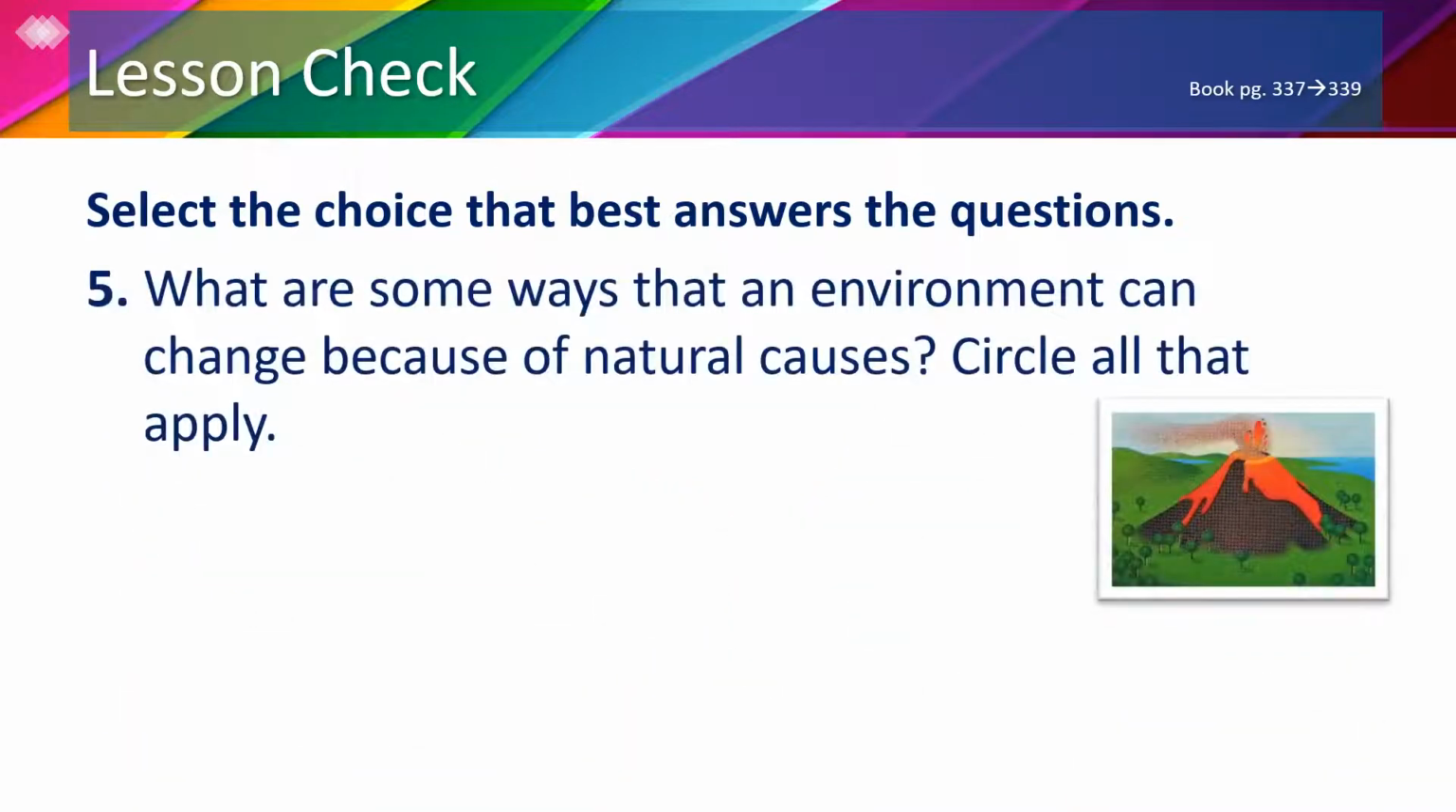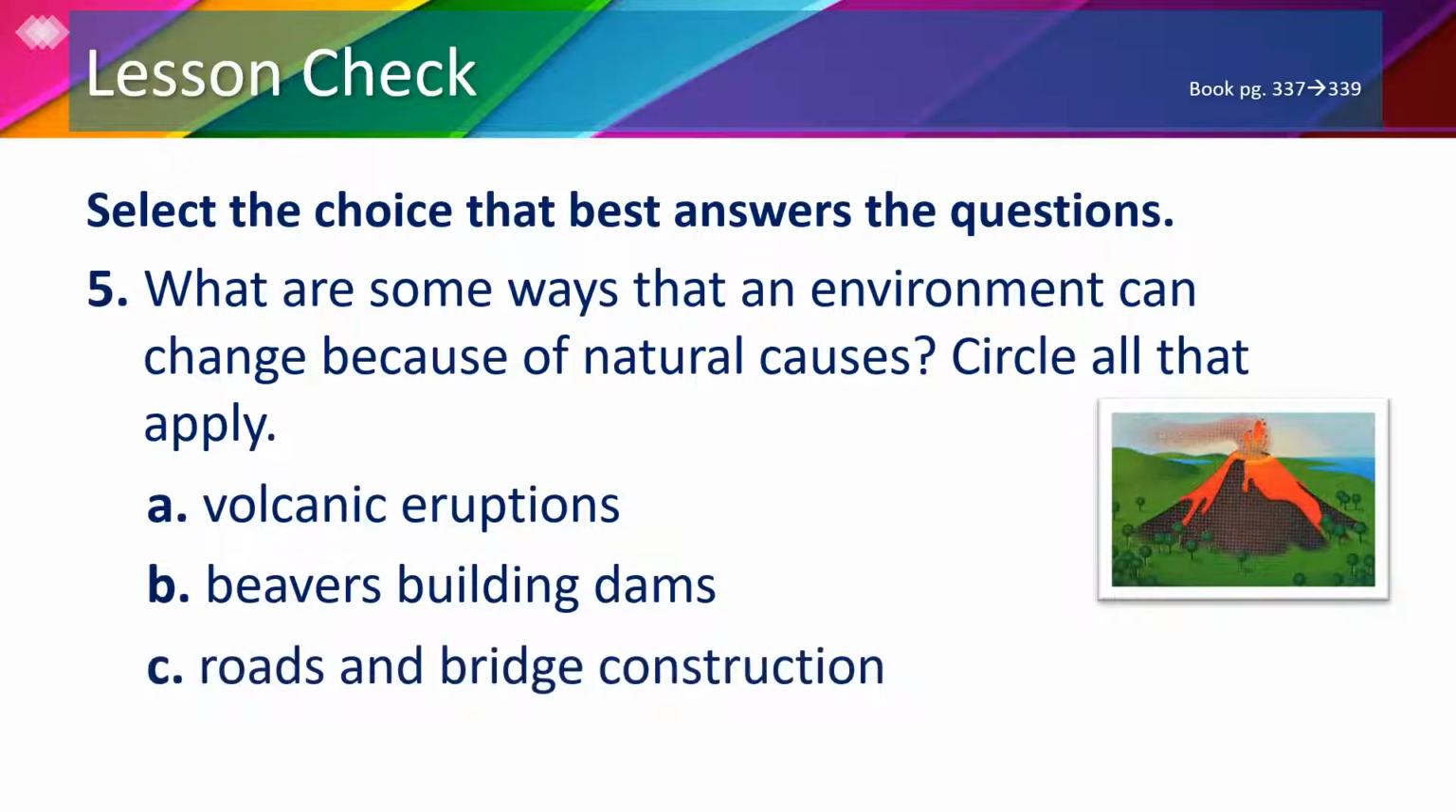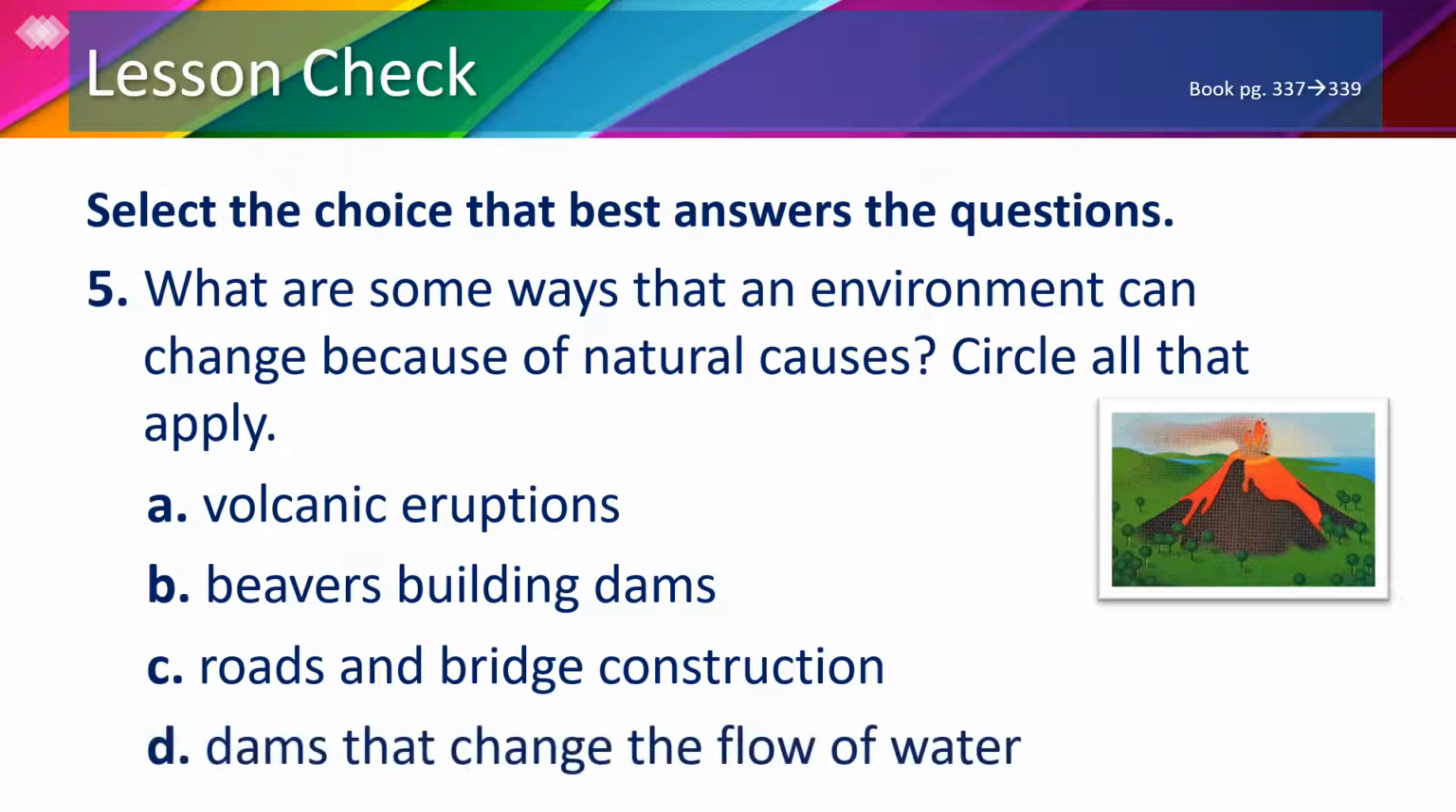In number 5, what are some ways that an environment can change because of natural causes? Circle all that apply, so we might have more than one answer. So is it A. Volcanic eruptions, B. Beavers building dams, C. Roads and bridge construction, or D. Dams that change the flow of water? Our answer should be focused on natural causes, not causes caused by humans, so the possible answers are A and B.